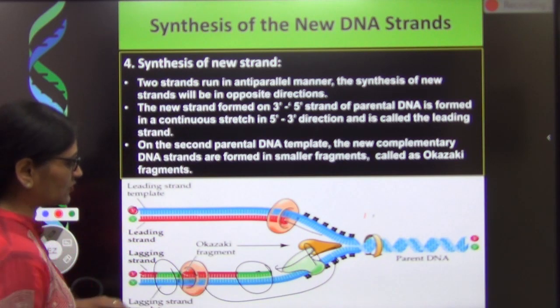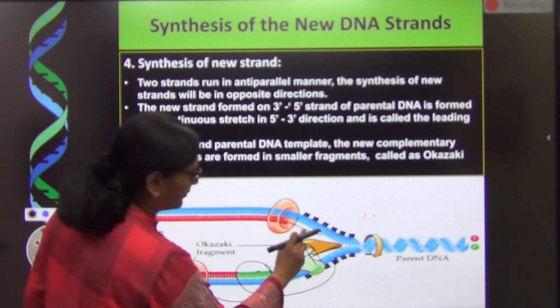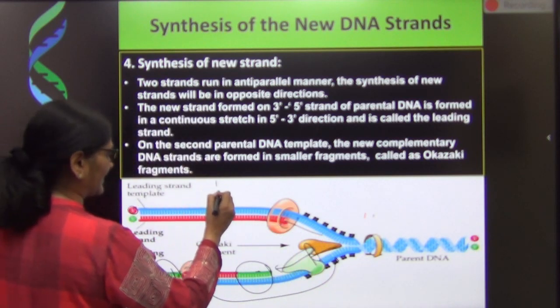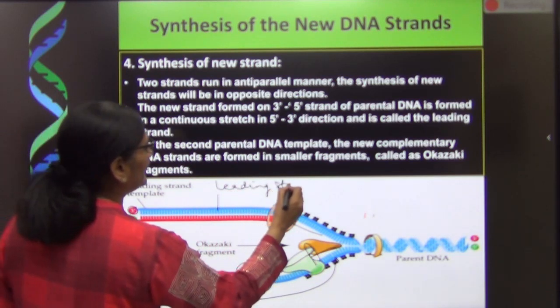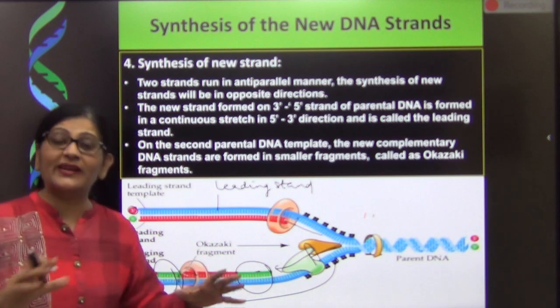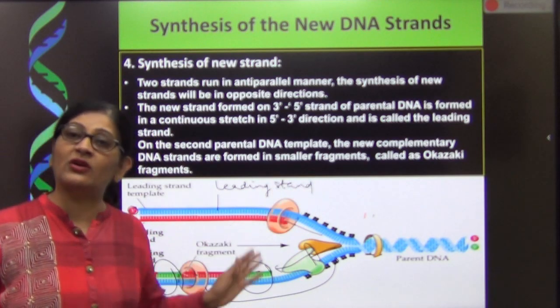That means in one of the strands, you can see the DNA is formed in a continuous manner. This is called the leading strand. Why is it called the leading strand? Because here DNA formation is continuous. So no one is stopping. So obviously वो फटाफट कर रहा है, वो करता ही चला जा रहा है.